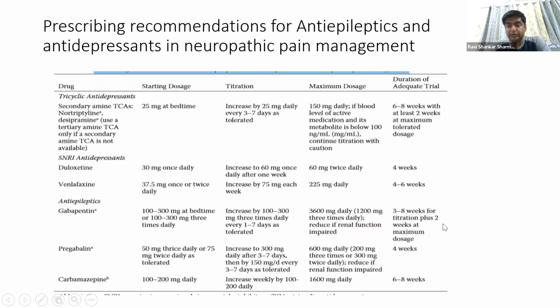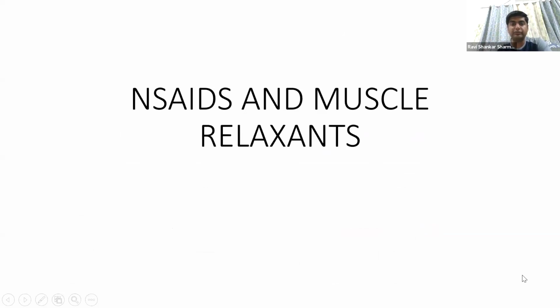Okay. So till now we have covered three FDA approved drugs for fibromyalgia. One is pregabalin, second is duloxetine, and third is milnacipran. So this is the table which includes all these anti-neuropathic medications. So I think I've covered all this neuropathic medication. Now we move to NSAIDs.